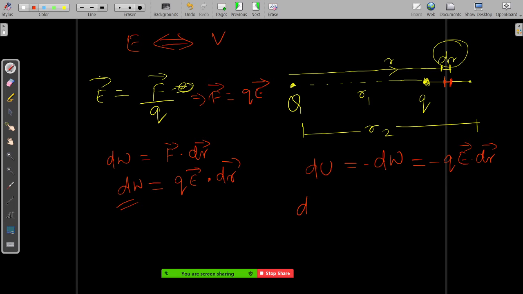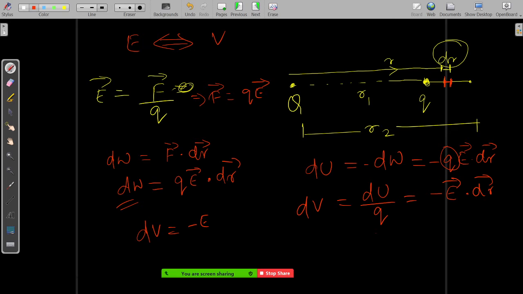Now you know what this change in potential is. This is the change in potential energy divided by the test charge. So this will be, that's potential, minus E dot dr. It will become, Q is gone. So this is your relation between your V and your E.